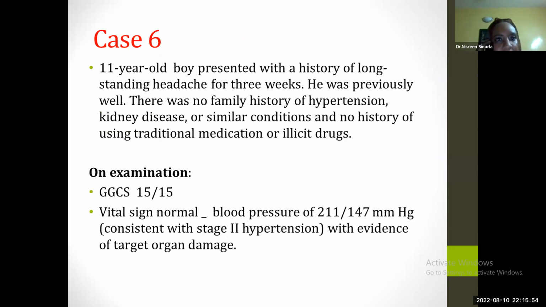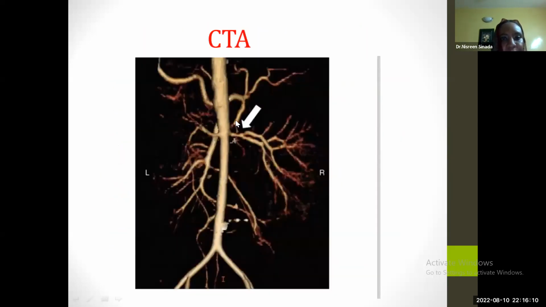Case 6, and this is the last case. I want to see if anyone writes. Okay, you want to show the previous image? Someone asked to show the previous image. This is the CT angio. It shows, this is the arrow here, there is stenosis of the right main renal artery. Okay.